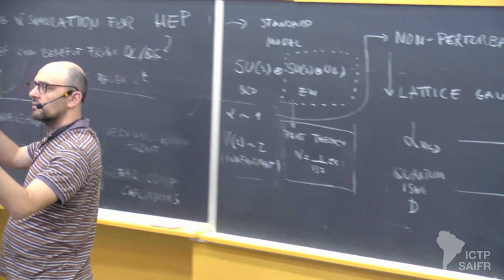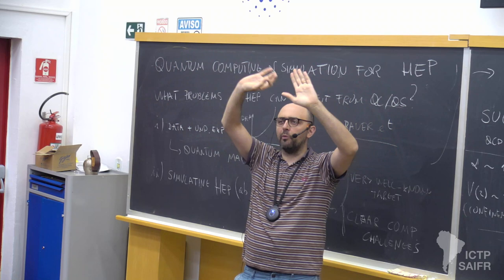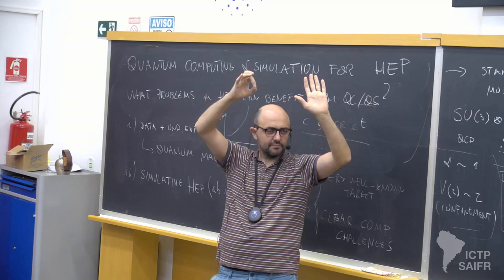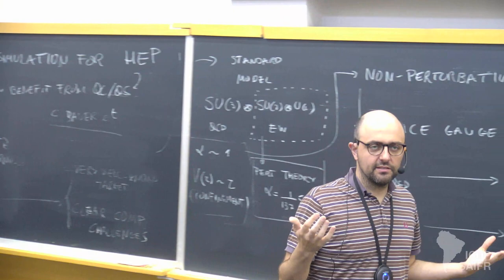Imagine that you have a model which has two phases, like the Ising model, and then a critical point in the middle. The critical point is the continuum limit of a field theory, because there the correlation length becomes much larger than your lattice spacing.